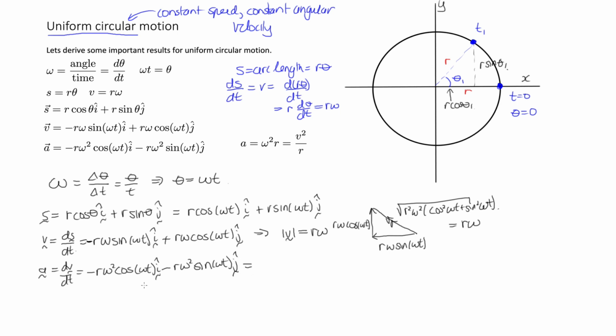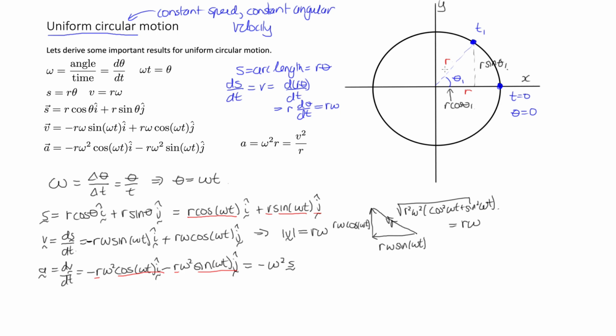So this we can write, looking up here, we've got r cos omega t i, and r sine omega t j. So we can actually write this as minus omega squared times s. So this actually tells us that the acceleration is in the opposite direction to the position.